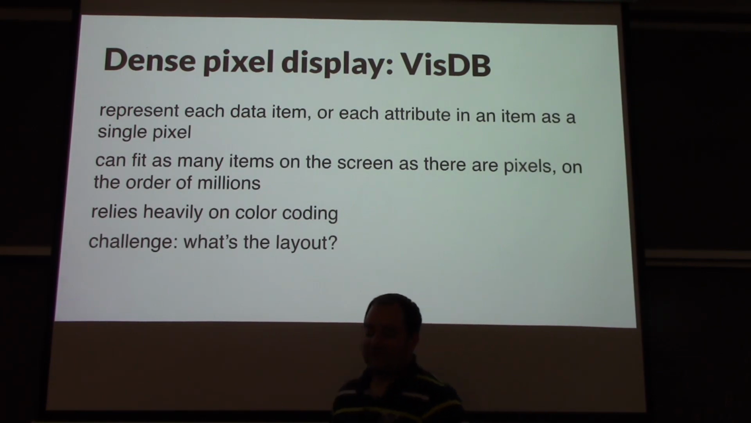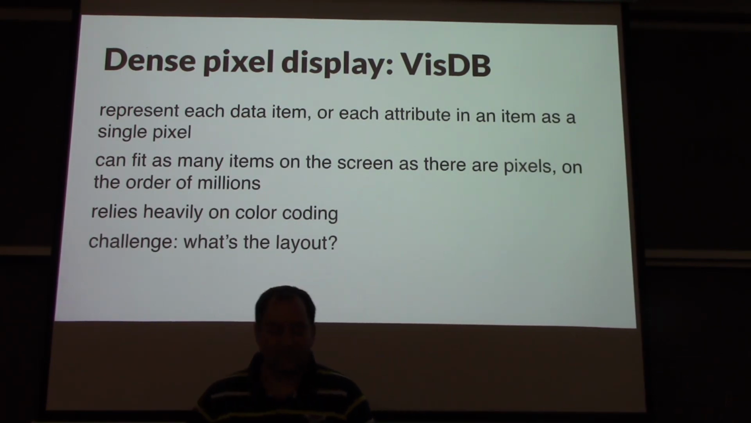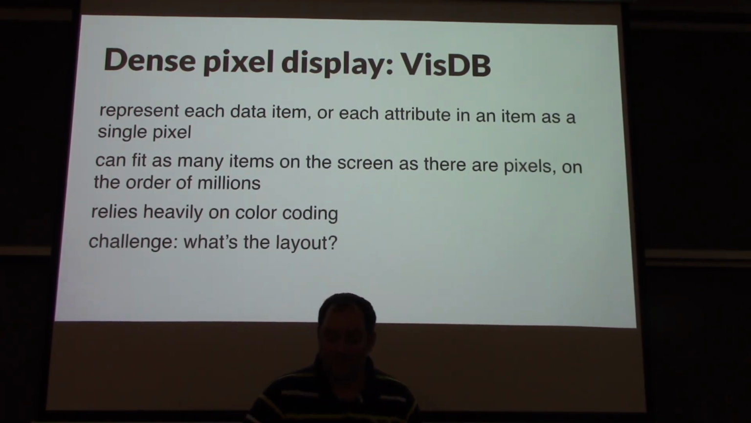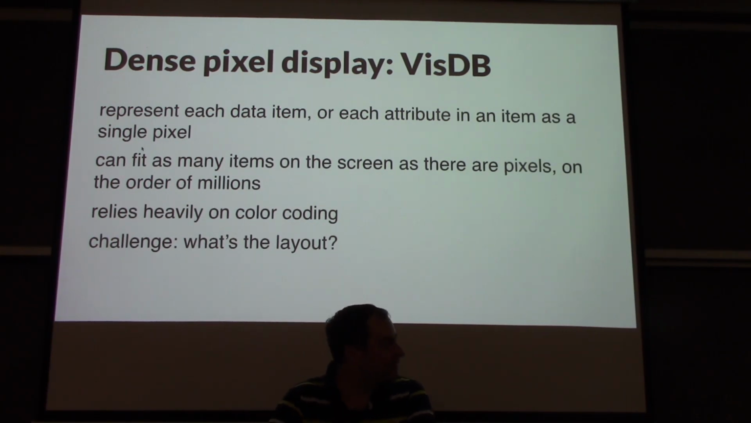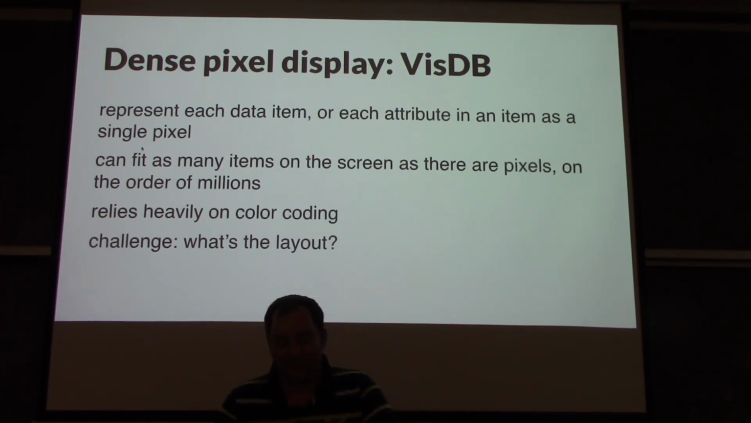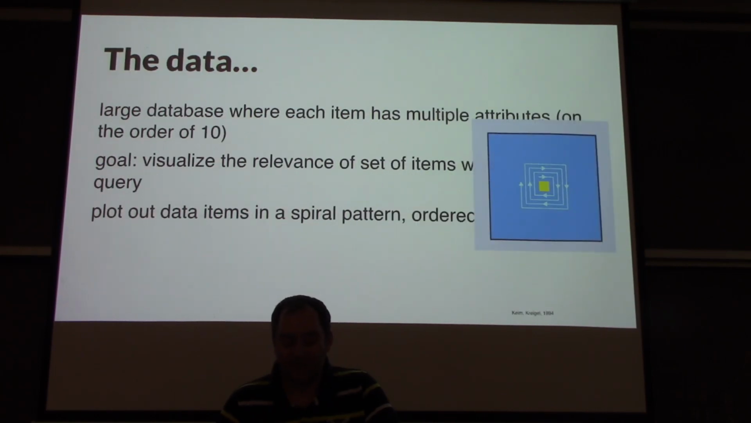For example, the VisDB system. Here, each data item is represented by the color of a single pixel, and we can fit as many items on the screen as there are pixels. So that means we can fit millions of items on the screen. However, this relies heavily on color coding, and then of course we have the challenge of what the layout is. The simple heat map is simply a grid layout, but there are also approaches where you have a non-grid layout.